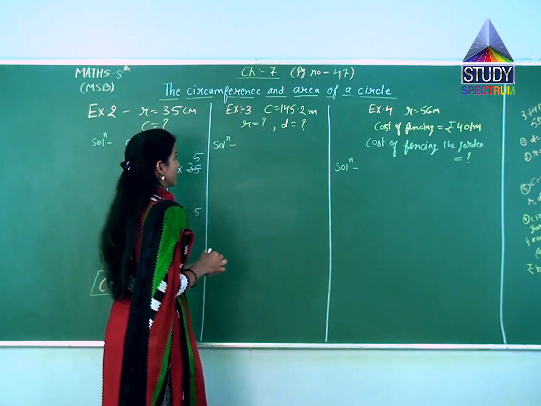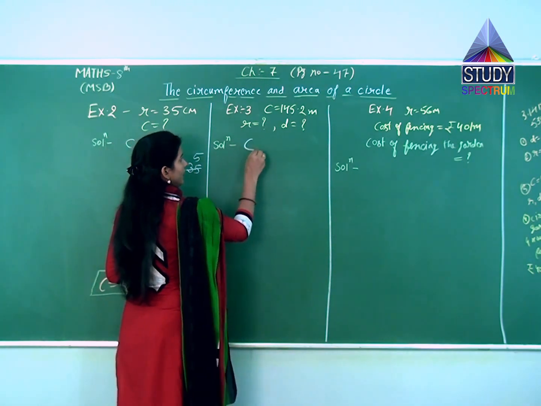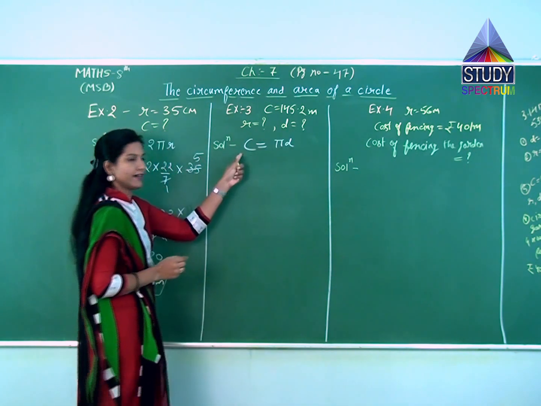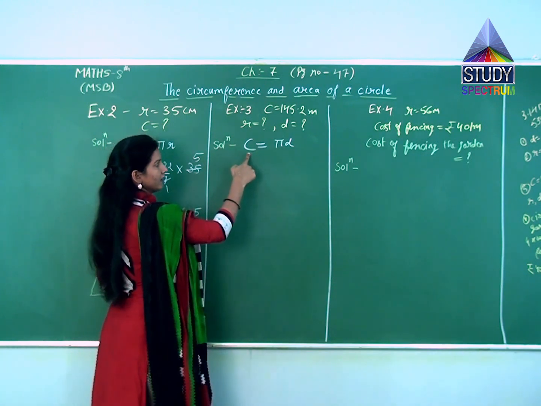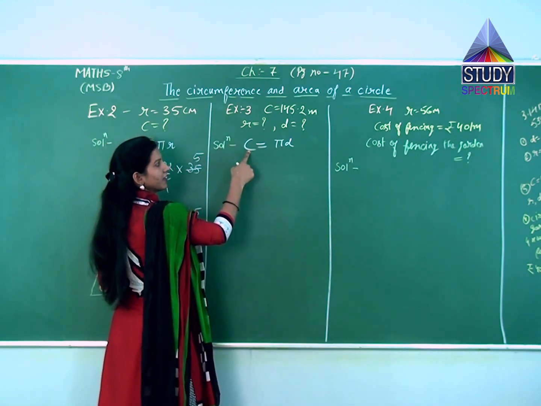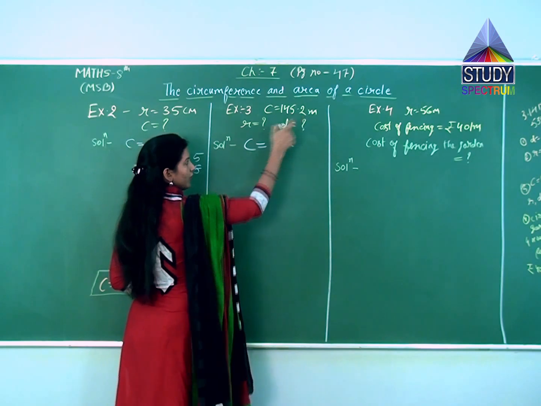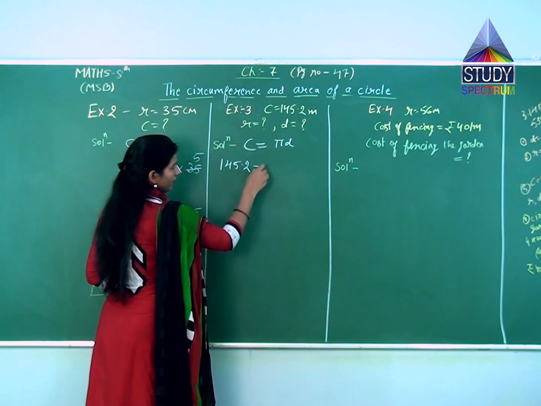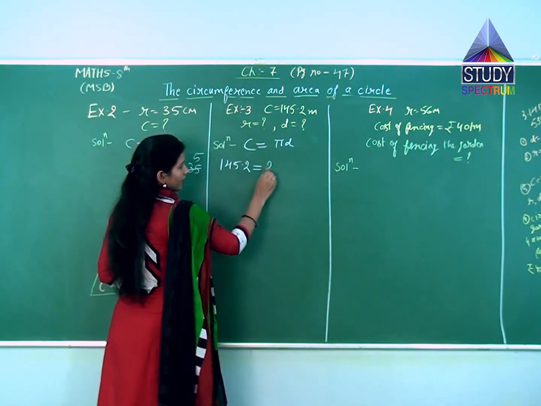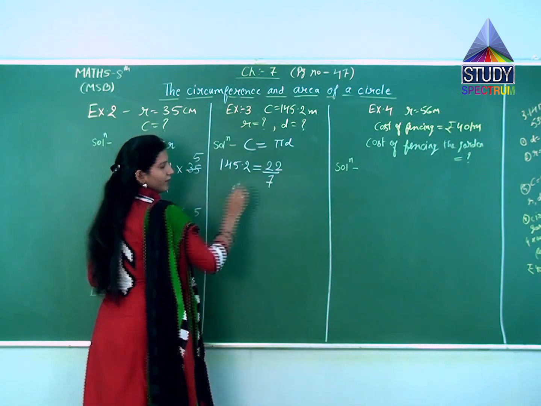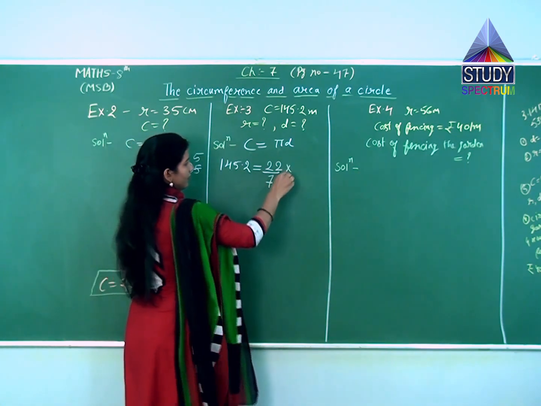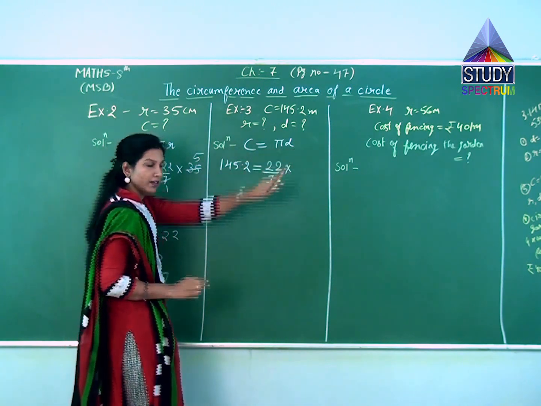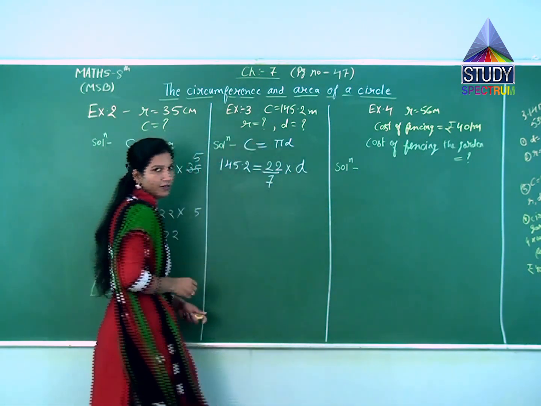So here, let's start and write C is equal to pi d. Let's start with this formula. What is C? Circumference of the circle, which is already given, 145.2. So here we will write 145.2 equal to, what is the value of pi? 22 by 7. And what is the value of diameter? The value is not given. We have to find out this d. So we will simply write here d.